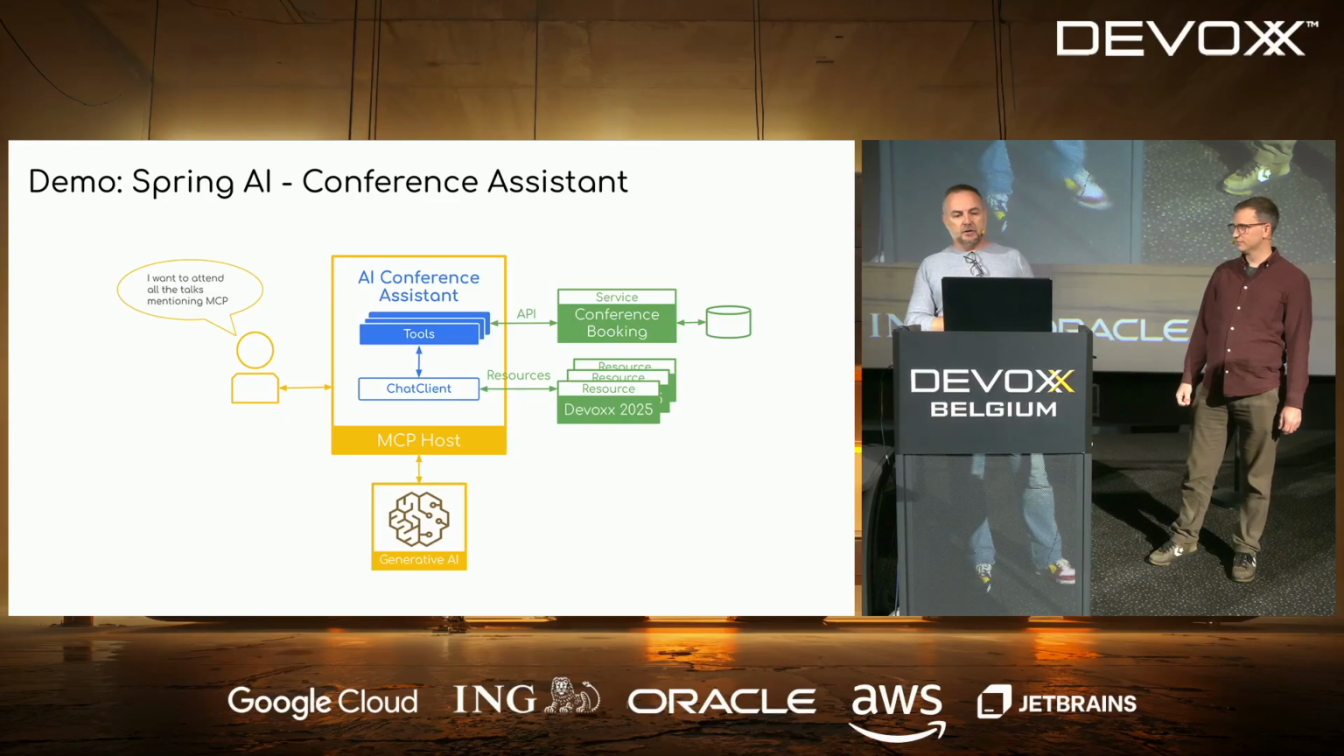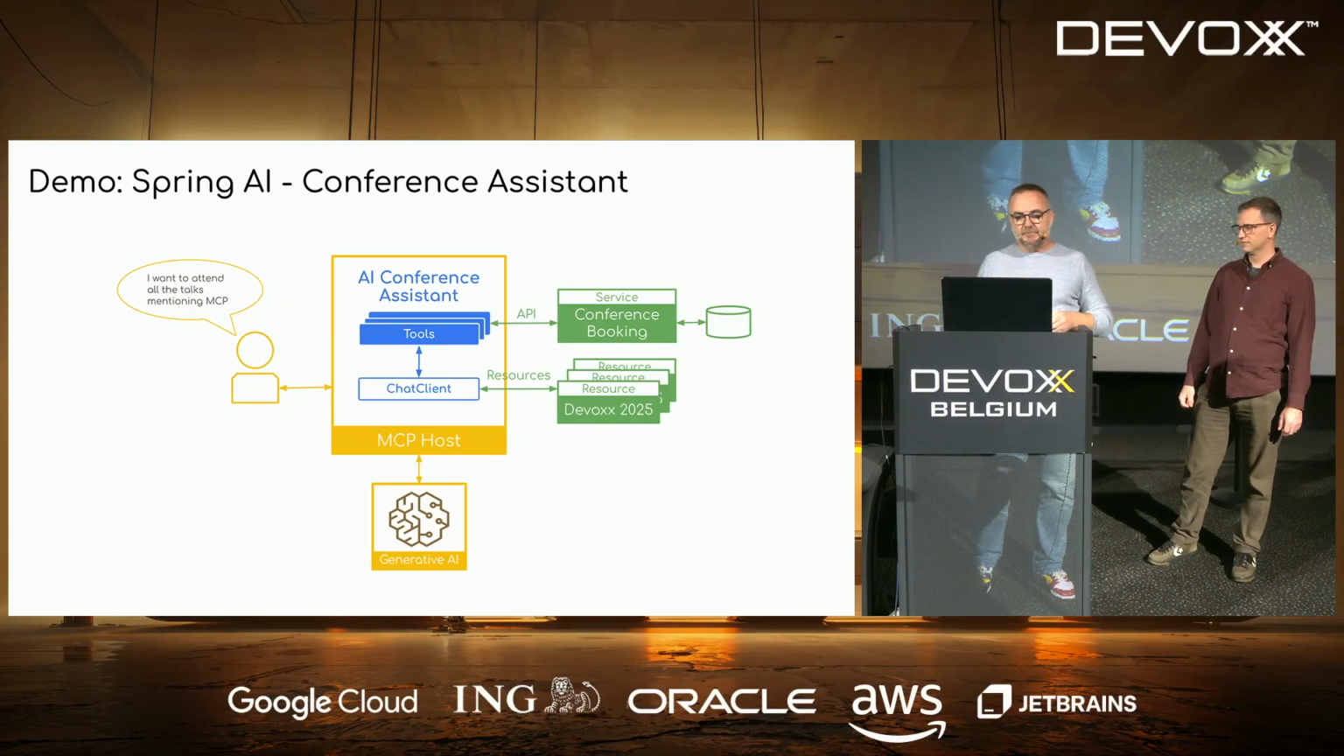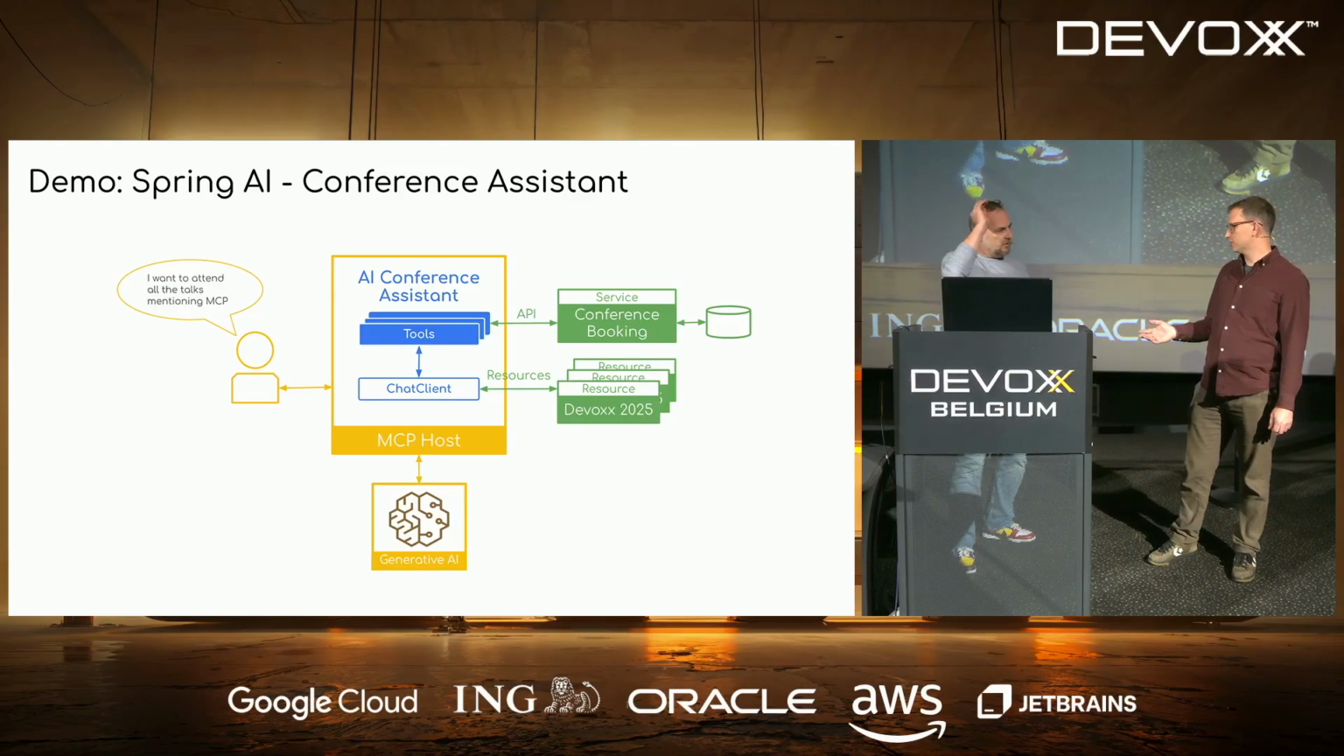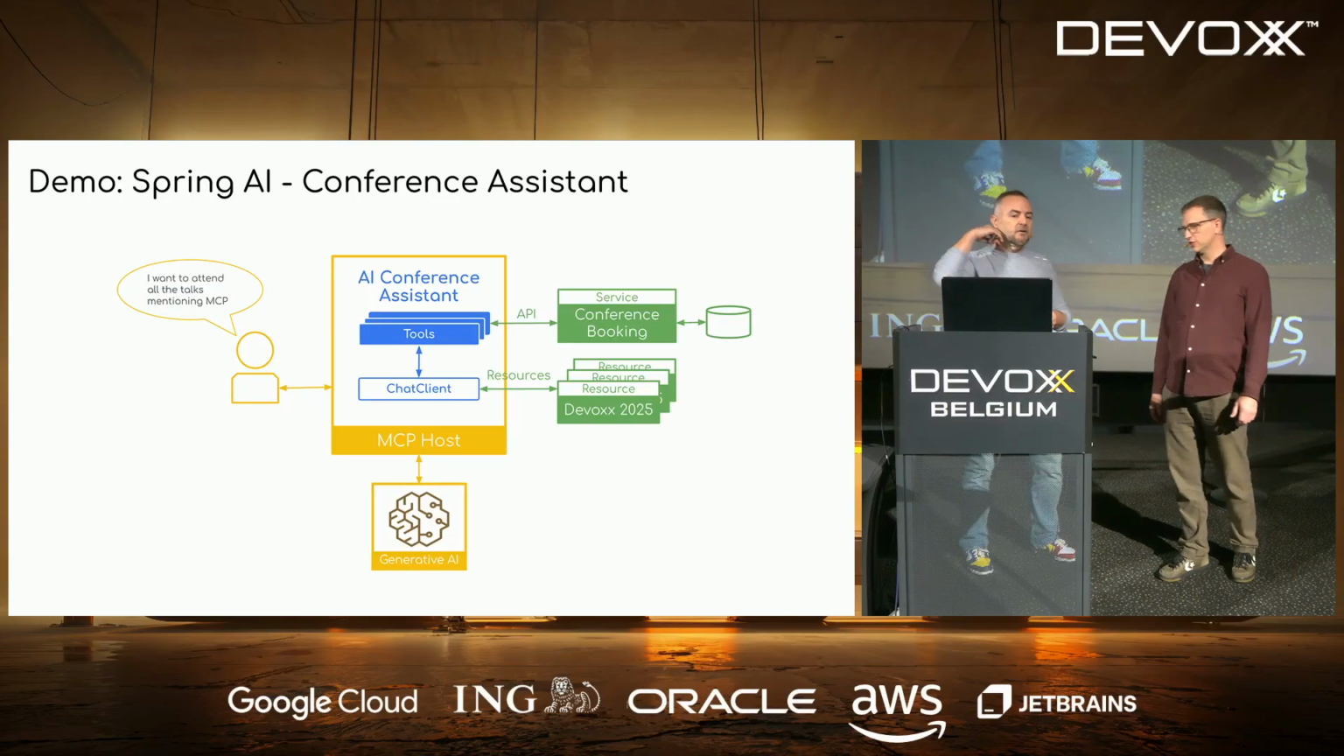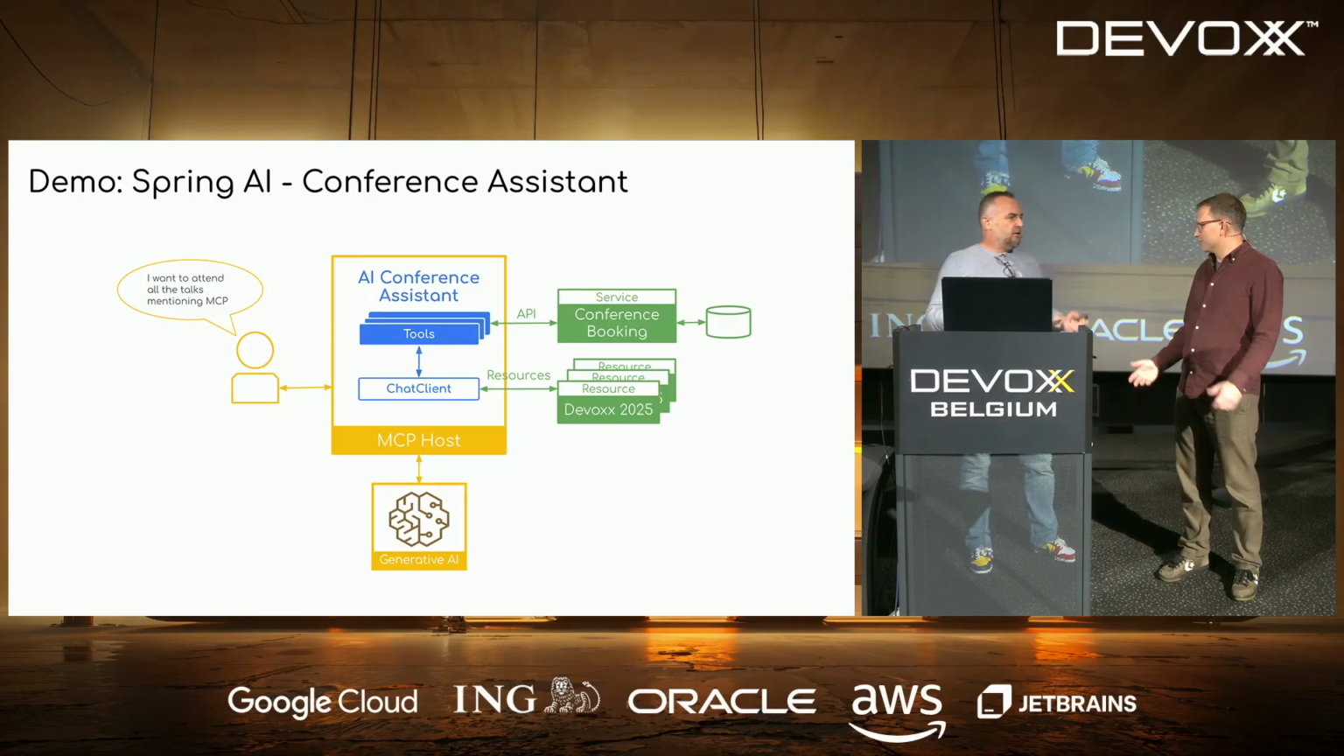So again, going back to the same use case, we have a simple conference assistant application. I want to go to conferences that essentially talk about MCP, because that's what interests me, right? And everyone here. So how would this be done with Spring AI?